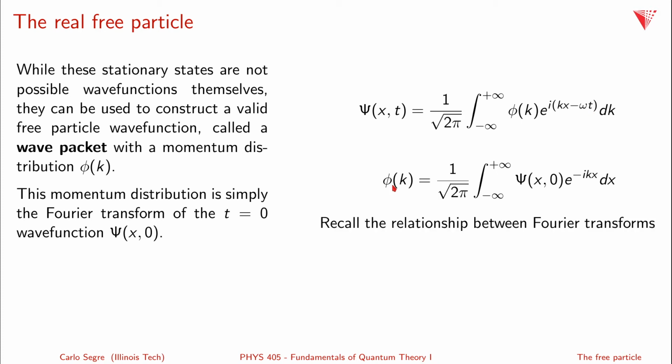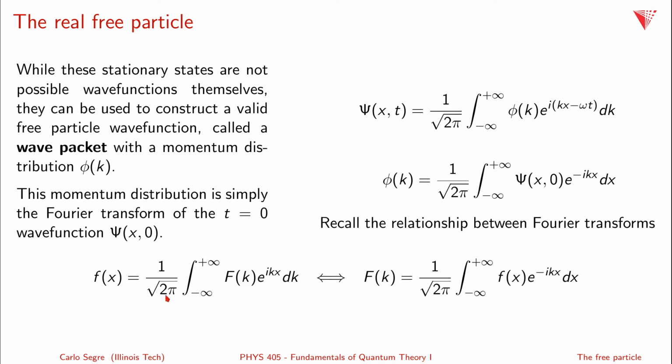So if we recall the relationship between Fourier transforms, the Fourier transform F of k is equal to the integral from minus infinity to infinity of f of x e to the minus i kx dx, with the 1 over the square root of 2 pi. And the inverse Fourier transform is just f of x is equal to 1 over the square root of 2 pi, the integral from minus infinity to infinity of capital F of k e to the i kx dk. So you can see how these two functions are related as Fourier transforms.